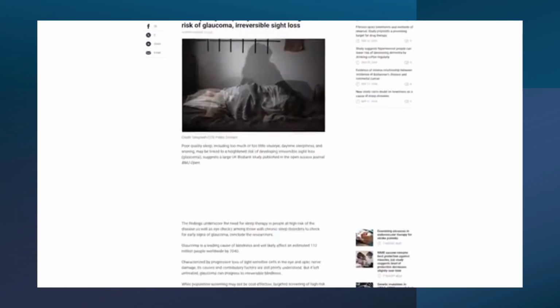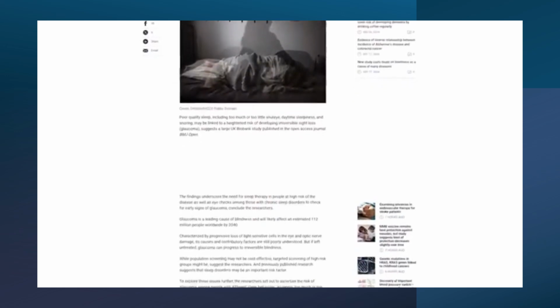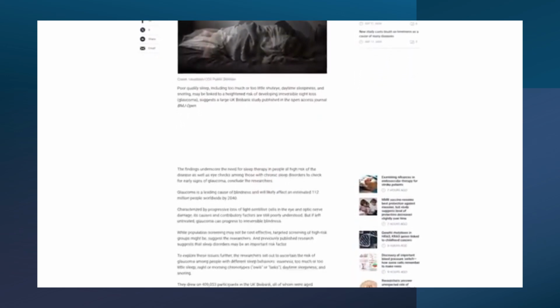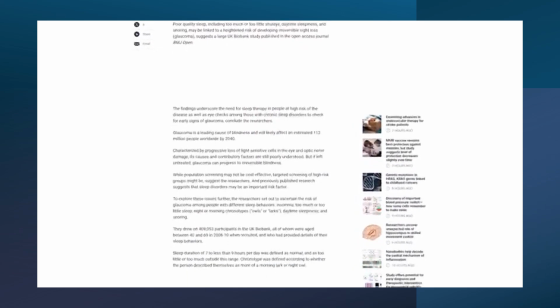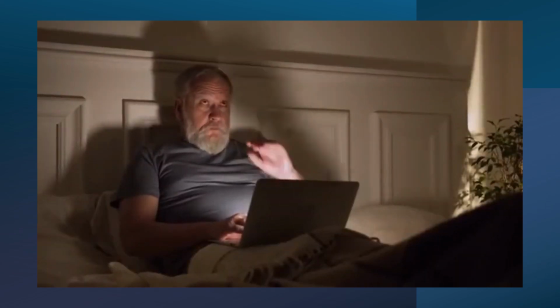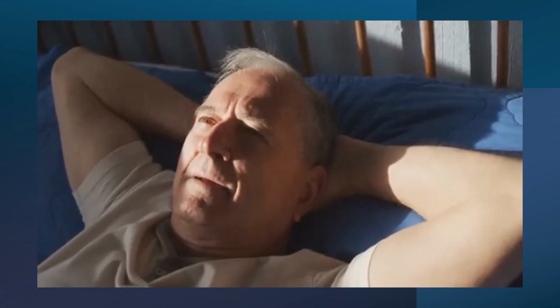A study published in the journal Sleep found that people who slept 7 to 9 hours per night had healthier eyes and were less likely to develop glaucoma compared to those who slept less. So next time you're tempted to stay up late, remember your eyes will thank you for hitting the hay early.